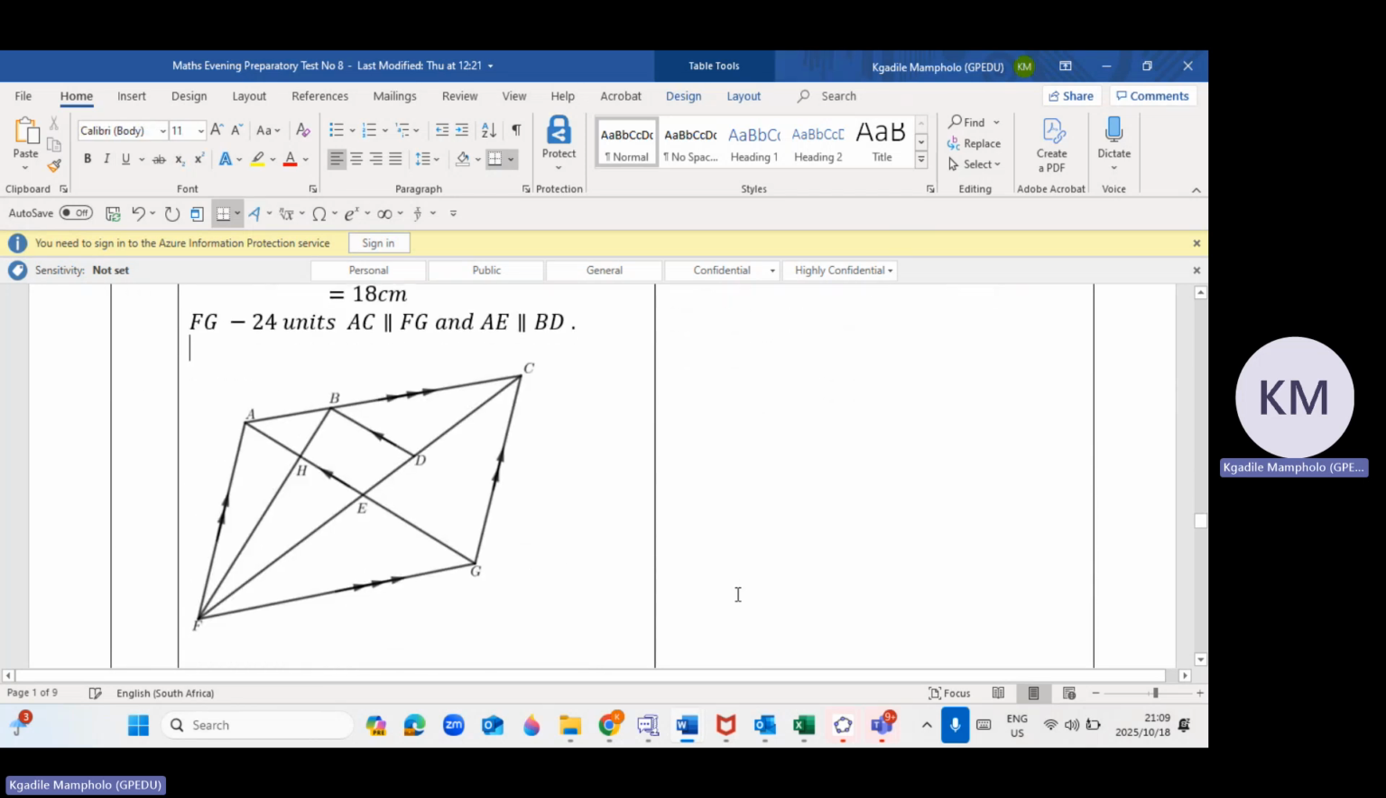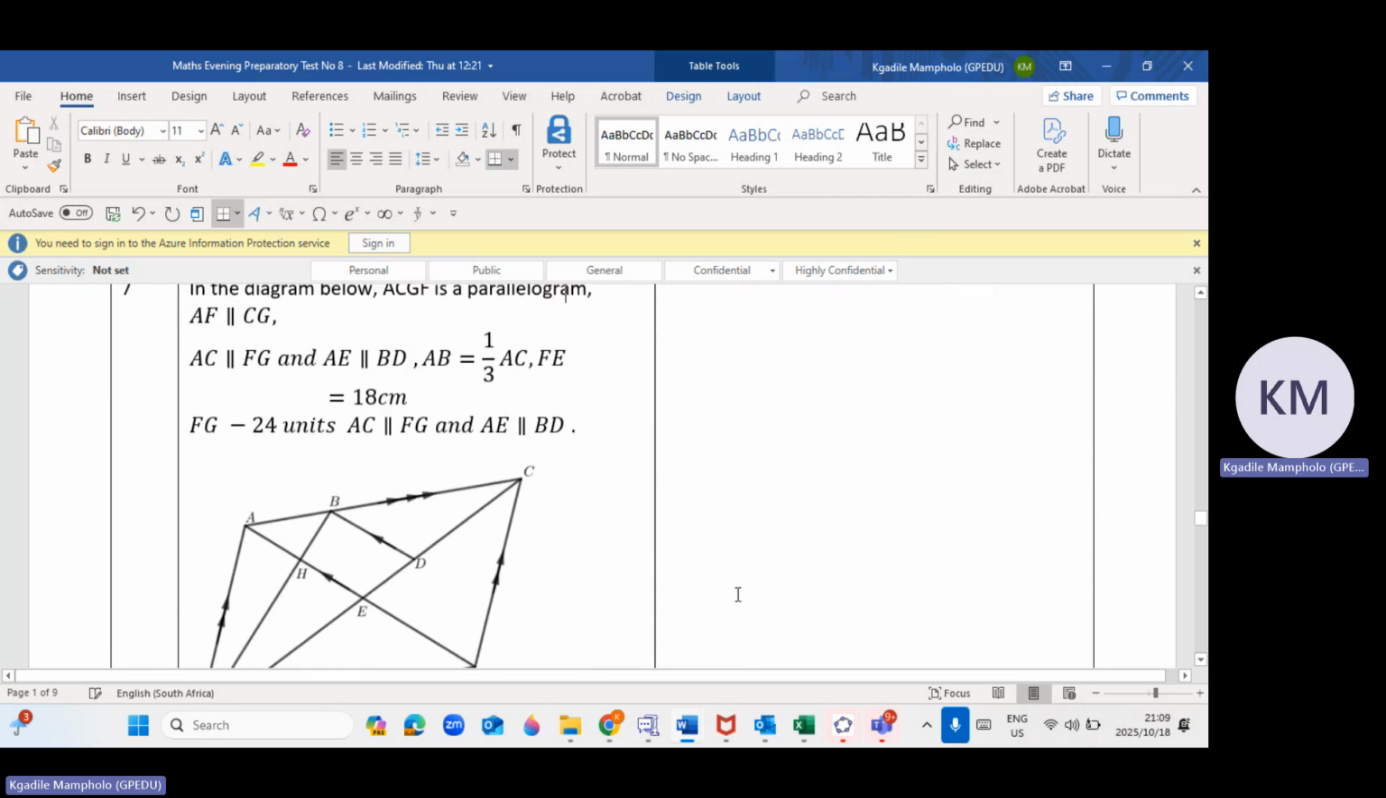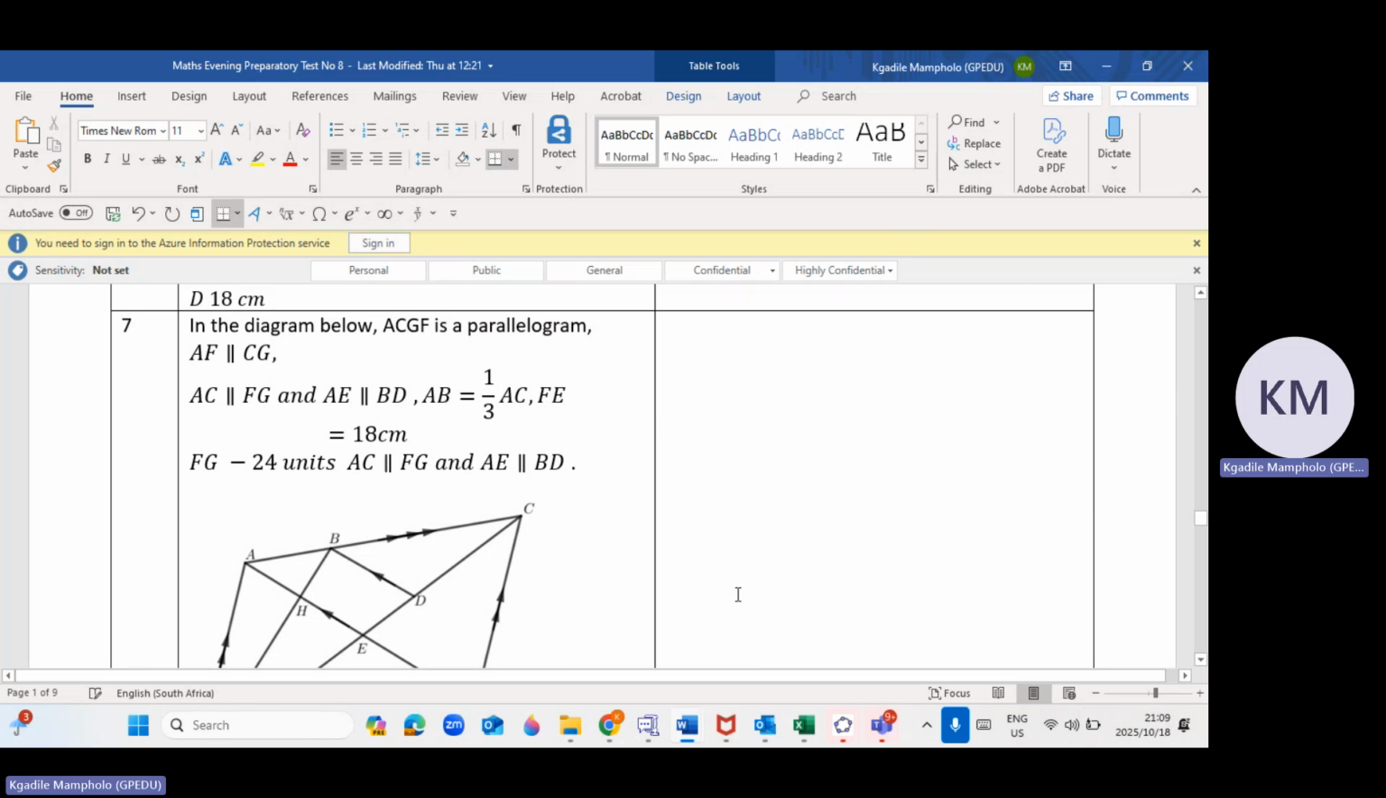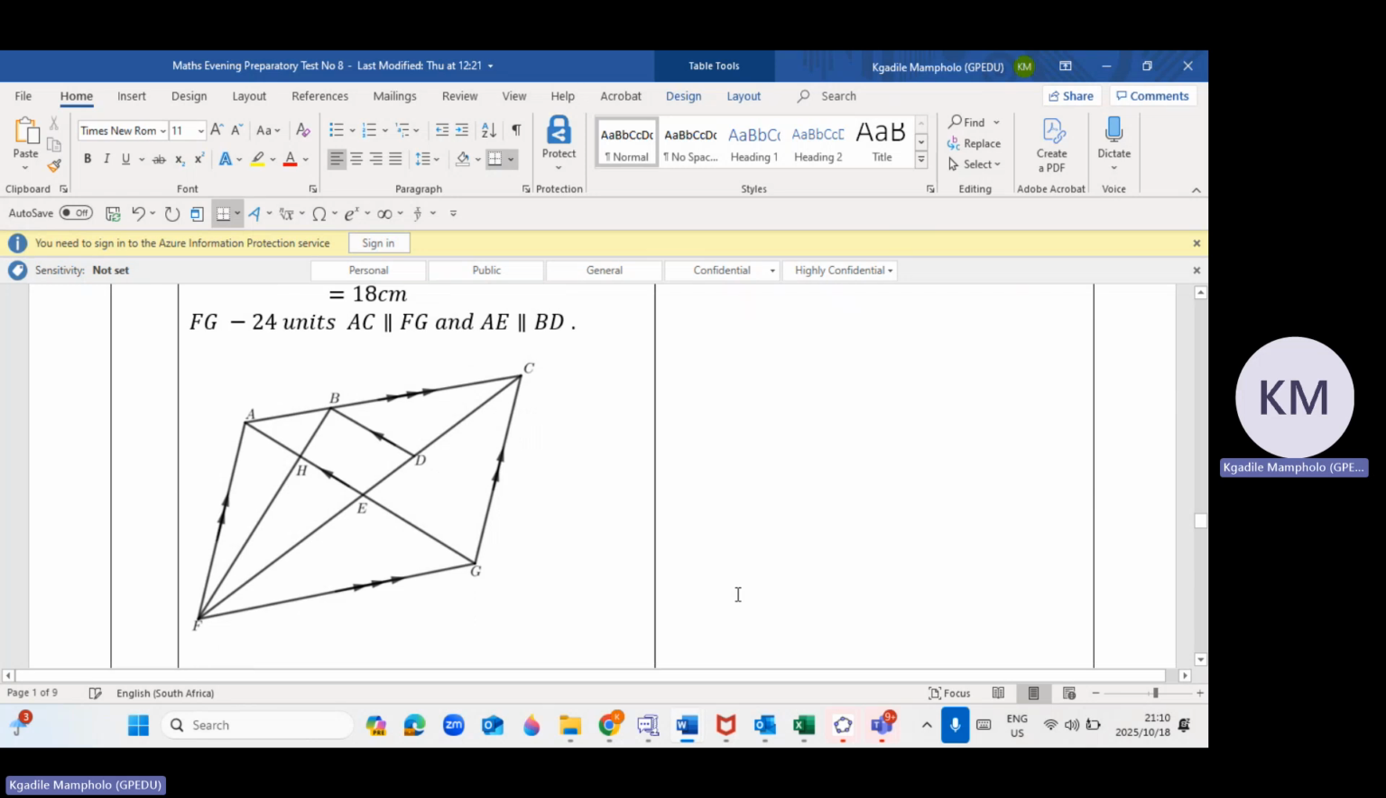Number 7. In the diagram below, you are given a parallelogram again. We have shown all the lines which are parallel. AC is parallel to FG, then AF is parallel to CG, and then BD is parallel to AG.